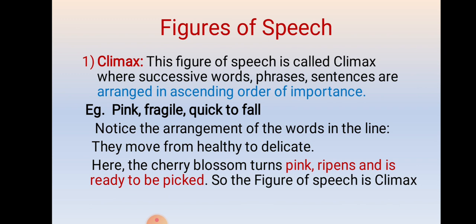The first figure of speech is climax. This figure of speech is called climax because successive words, phrases, sentences are arranged in ascending order of importance. For example, pink, fragile, quick to fall. So here you can notice the arrangement of the words in the line. For example, they move from healthy to delicate.